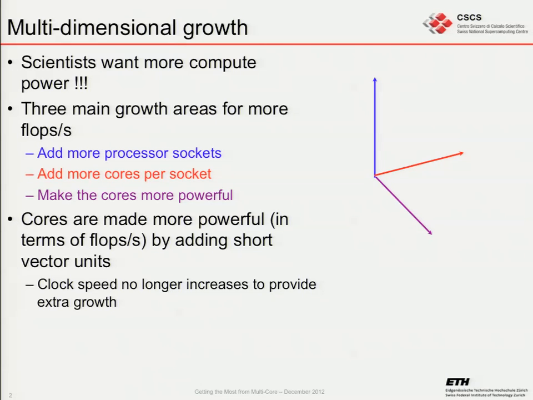More cores per socket. That's what we'll be looking at when we look at threads and similar. But the third is making the cores themselves more powerful. And the way this has been done is by adding short vector units. So we can't do clock speed increases anymore. That gives us all sorts of problems in power consumption and heat. So we have to use these short vector units.